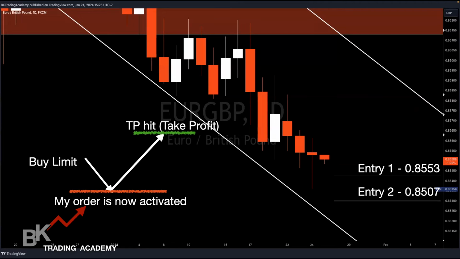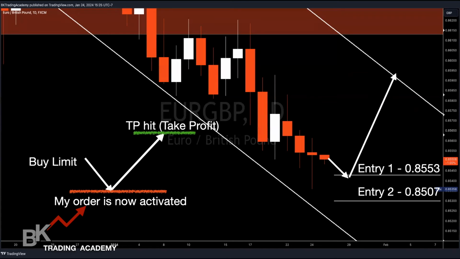If you're like, I think it'll go even further down, so I'm going to wait and only enter at entry 2. It's up to you. You can do both, or you can do one or the other. It's up to you. So that being said, you want price to come down to your entry 1 and then head up to your take profit. That's all you're doing.